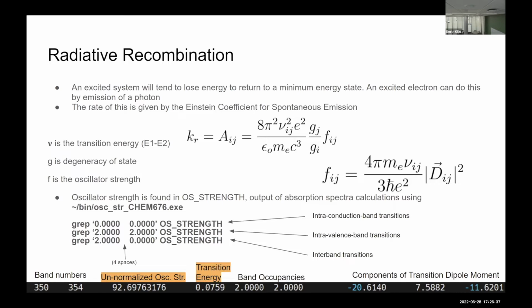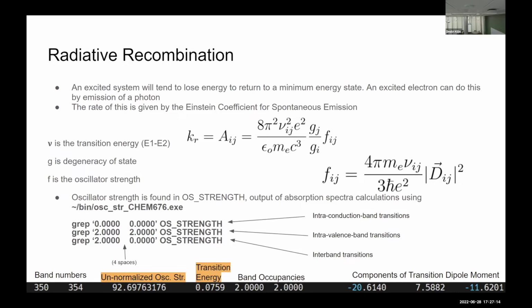To simply get the value of the oscillator strength, we can run the oscillator strength file, which is the same process we would do when we're calculating the absorption spectra. And that will give us a big oscillator strength file, which will tell us this number for all combinations of bands that we're concerned about. Here we can also see different route commands that we can do on that oscillator strength file to get the different oscillator strengths that we might worry about.